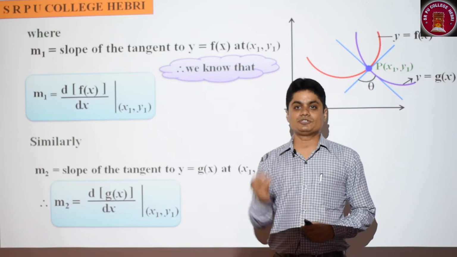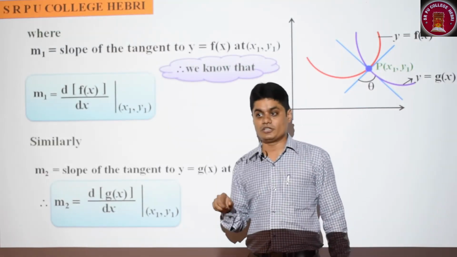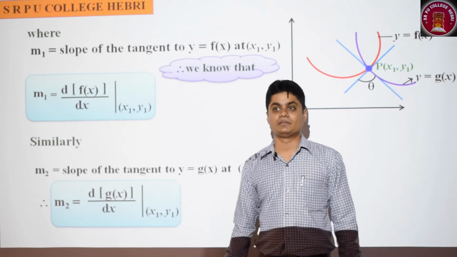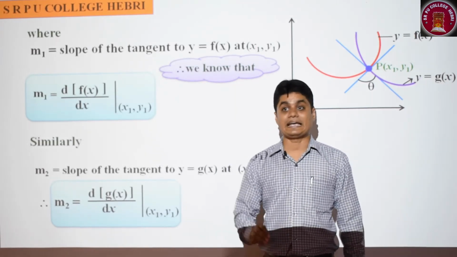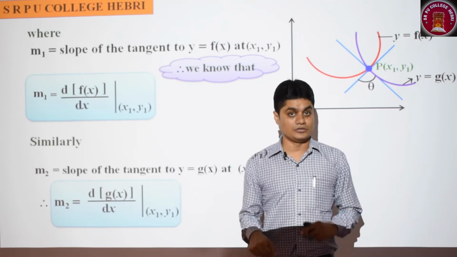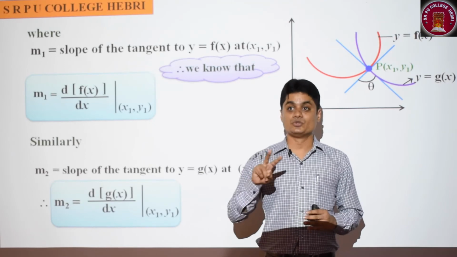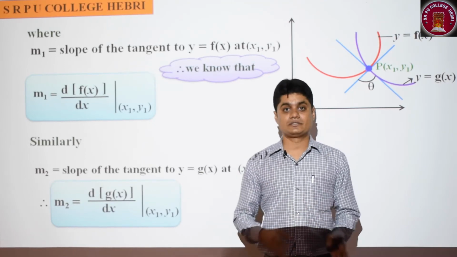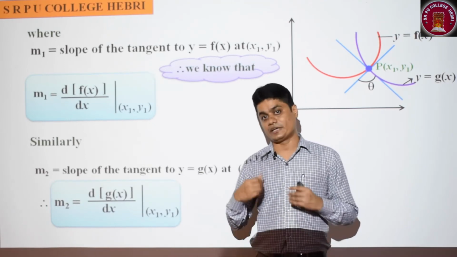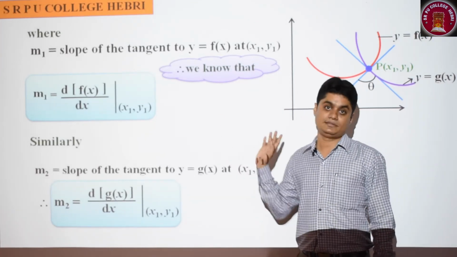Once you get m1 and m2, substitute in the formula: tan theta is equal to modulus of m1 minus m2 divided by 1 plus m1 m2. You will get the angle between the two tangents. Angle between two tangents is nothing but angle between the two curves. Okay, so like this you can find the angle between two curves for any curve. There are no particular cases.